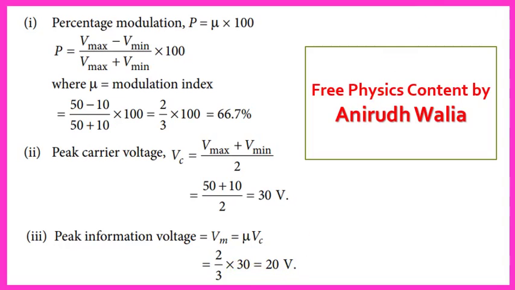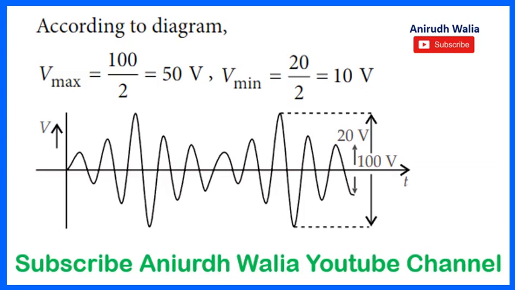Okay, I hope everyone has understood this problem. The basic point is Vmax is 100 by 2, not directly 100. If students take Vmax directly as 100 and Vmin as 20, the entire question will go wrong.